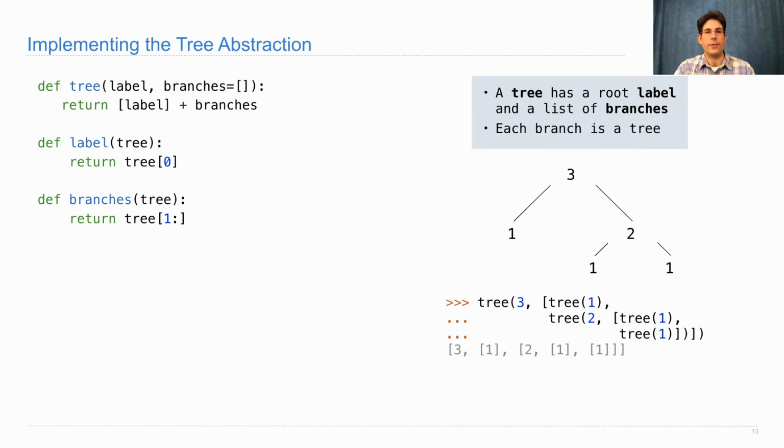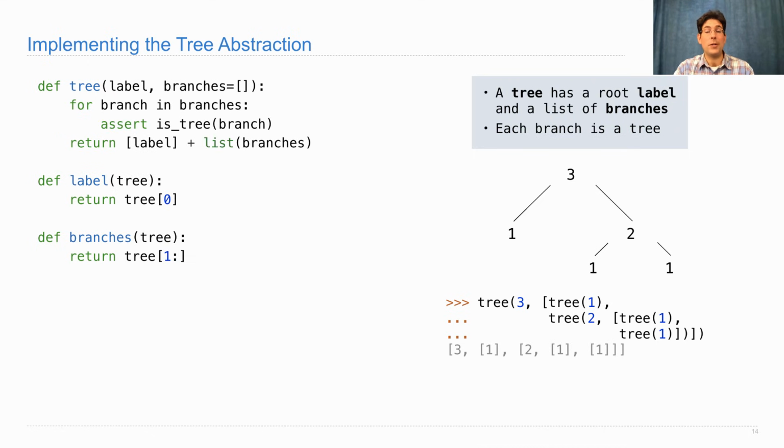And the branches are the rest of the list elements as a list. Now, in order to make sure that while I'm using the tree constructor, I don't build something that's not a tree, I'm going to add some checks. The first check here says for branch in branches, assert that the branch is a tree.